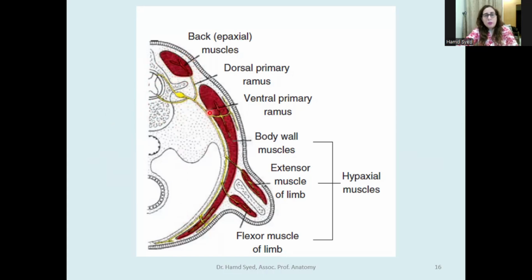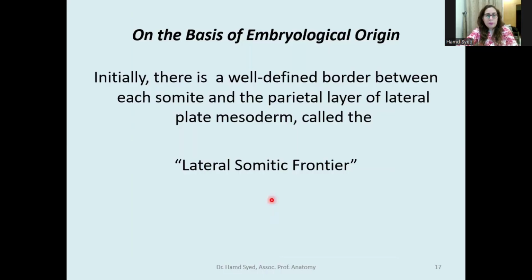Then the ventral primary ramus is the one which supplies the muscles of the body wall and also the muscles of the limbs. And these muscles are collectively known as the hypaxial muscles because they're below the axis, whereas the back muscles, epaxial, are above the body axis, right? The limb muscles are further subdivided into different compartments, that is the extensor muscles and then the flexor muscles, and they receive their nerve supply from branches accordingly.